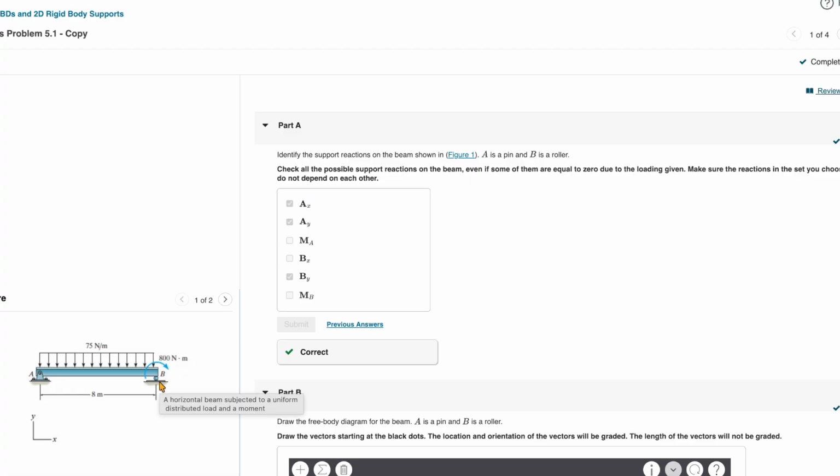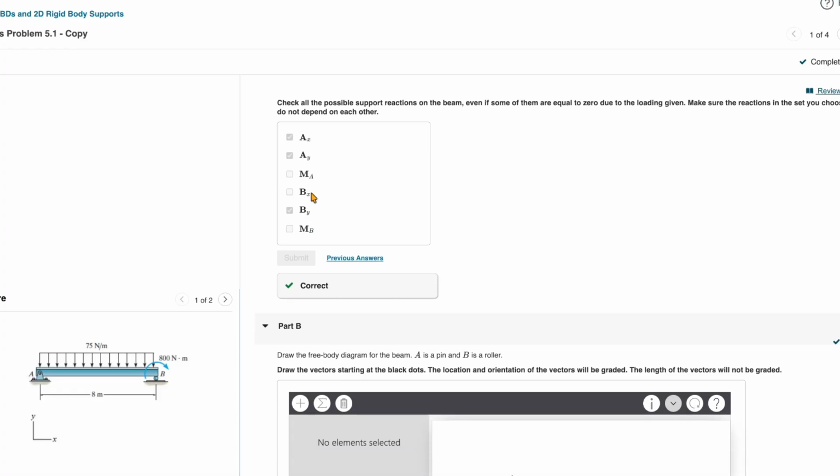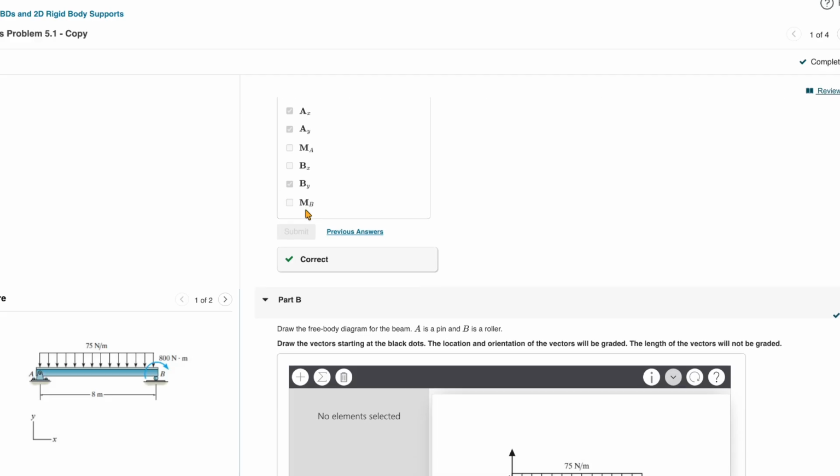Next, let's take a look at Bx. And so we know that this is a roller, right? And so if you were to try and roll this, assuming this doesn't exist, it would roll in the x direction, right? So there's no reaction force right there. So we can eliminate that option. Now you try and push down on that roller, right? It's not going anywhere. That's because you have a reaction force pointing up, right? So we are going to check that.